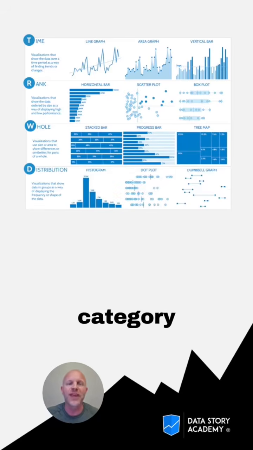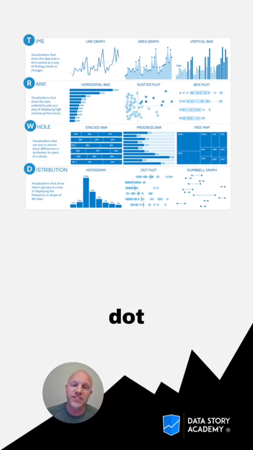The fourth category is distribution. So in this case, we're looking at groups as a way of displaying the frequency or the shape of the data. Histograms, dot plots, even dumbbell graphs in certain scenarios make excellent visual choices.